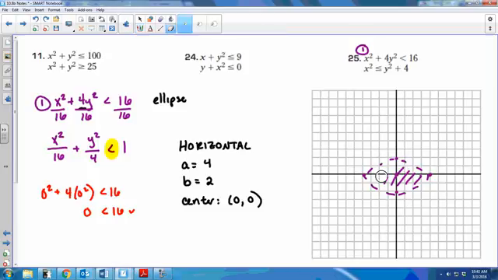I'm going to erase that because I've got some stuff to add in a second for the next part, so I don't want to get too confused. All right, questions about how I got the ellipse? How I got all those pieces? All right, next equation then.